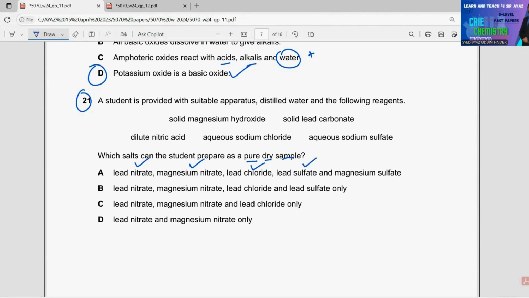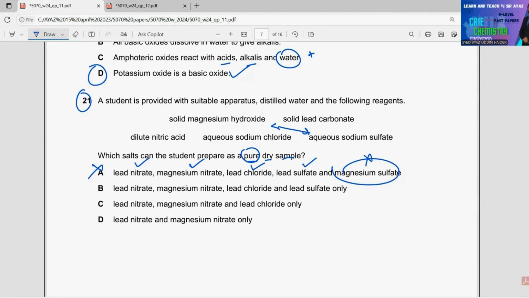What about magnesium sulfate? Now, if you react solid magnesium hydroxide with aqueous sodium sulfate, you can't get solid magnesium sulfate. The reaction will take place, but you can't get insoluble magnesium sulfate. So you can't get a pure dry sample of magnesium sulfate here. So this must be incorrect.